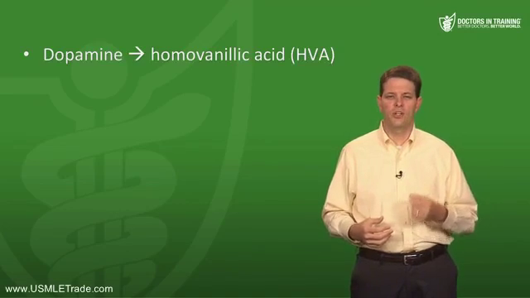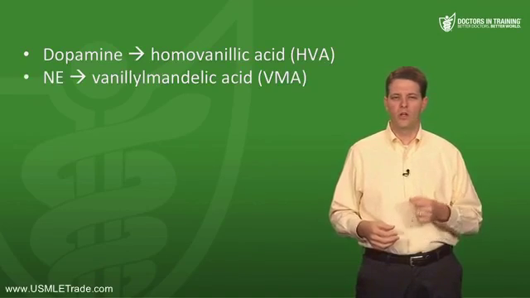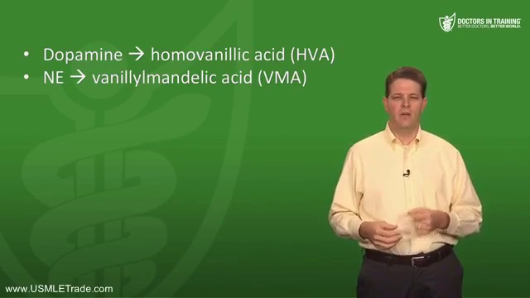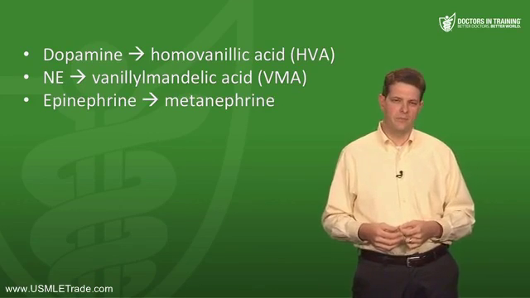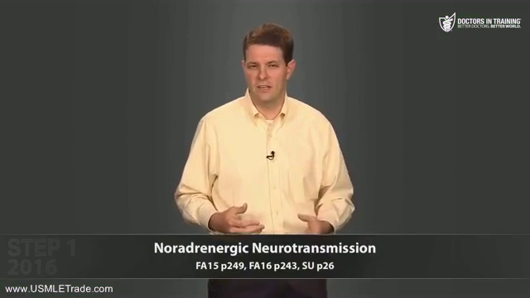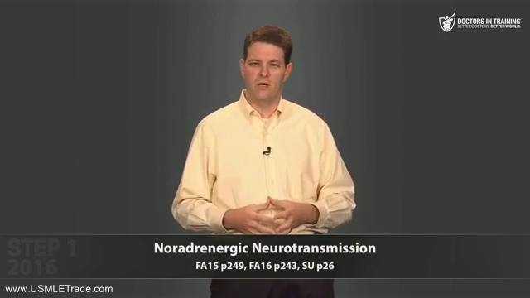Specifically, these enzymes convert dopamine into HVA, or homovanillic acid. They convert norepinephrine into VMA, or vanillyl mandelic acid, and they convert epinephrine into metanephrine. Now, you're going to see this again when we cover pheochromocytoma in the endocrine section. And you'll also see COMT and MAO when we discuss Parkinson's disease, because Parkinson's disease is characterized by a deficiency of dopamine in the brain, and we use drugs that inhibit COMT and inhibit MAO as a way to raise dopamine levels in Parkinson's patients.